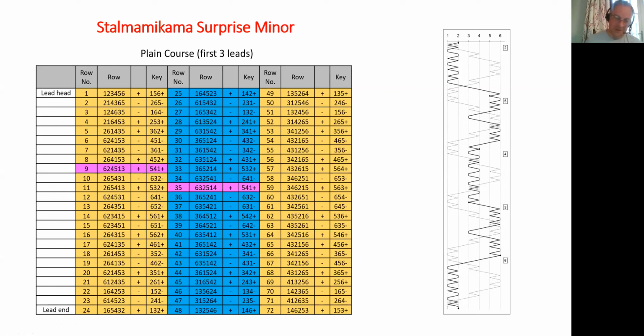So it causes us a problem, and that's really why we don't ring methods like this. Other than you might want to ring it just as a plain course, which is fine, but you can't really ring it as part of a peal or a quarter peal.